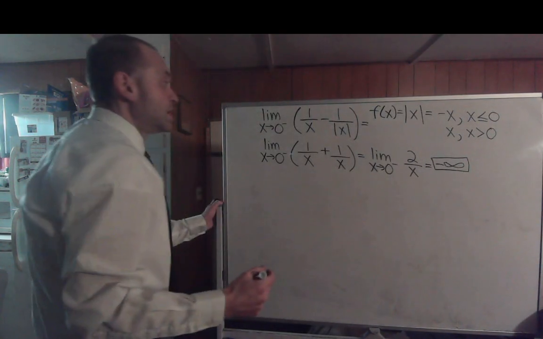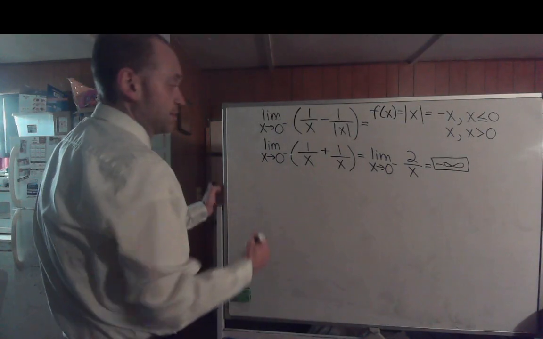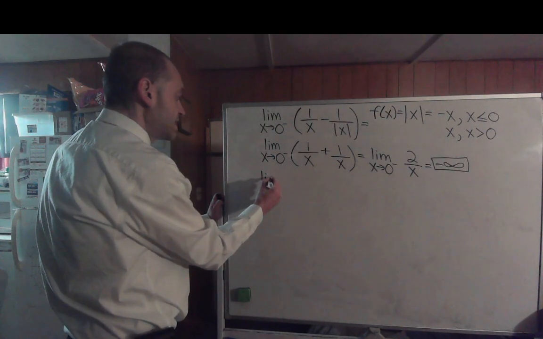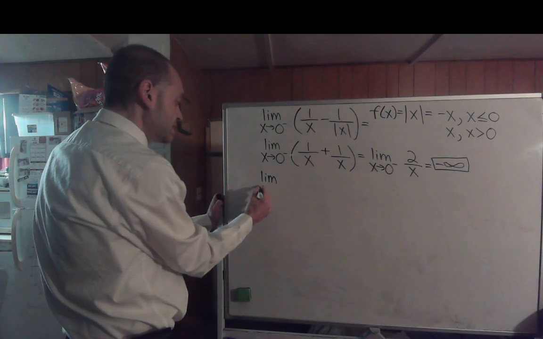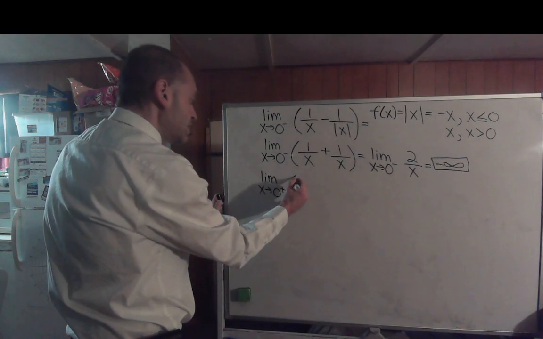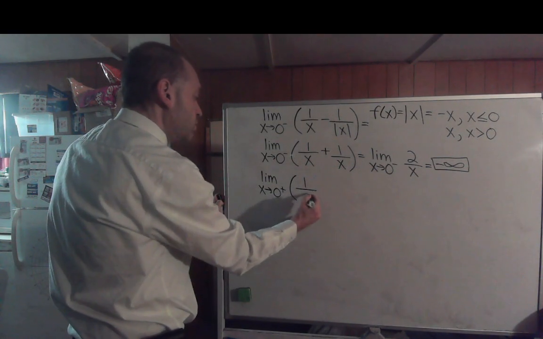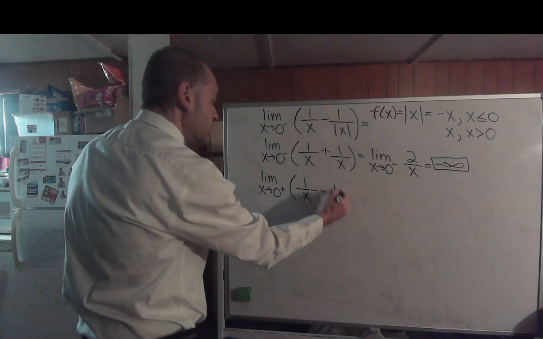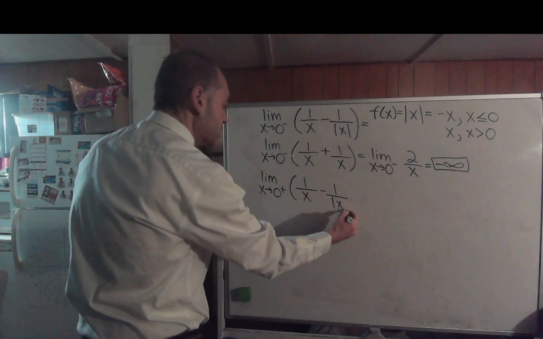Now, they also want to know the right-handed limit for this function. So let's take the right-handed limit as x approaches 0 from the right of this original function, 1 over x minus 1 over the absolute value of x.